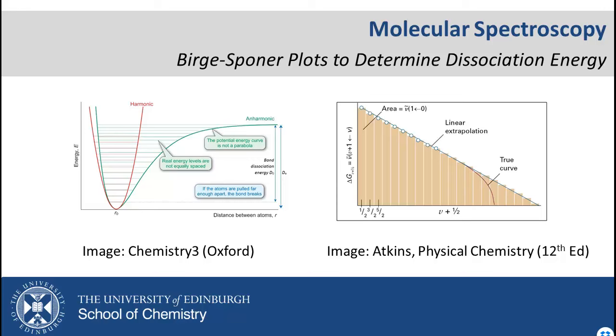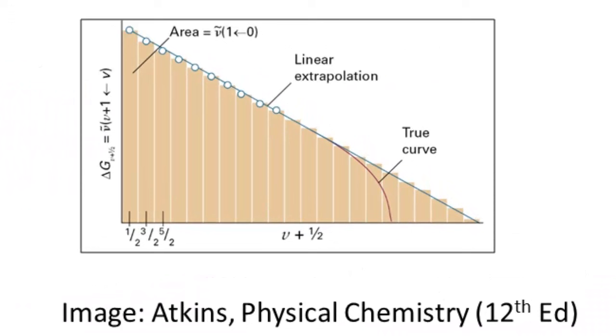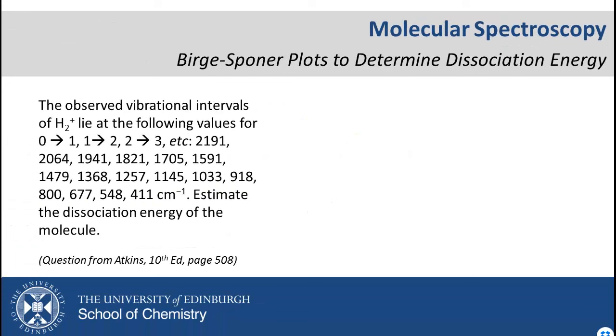The figure on the right shows a graphical representation of the same idea. Each bar in the diagram represents a vibrational transition. We may be able to measure some of these experimentally, but we estimate the rest by extrapolating. Thus, Birge Sponer allows us to estimate the dissociation energy. Actually, as you can see from the image from Atkins, it's an overestimation, but nonetheless useful. Let's look at specific examples.